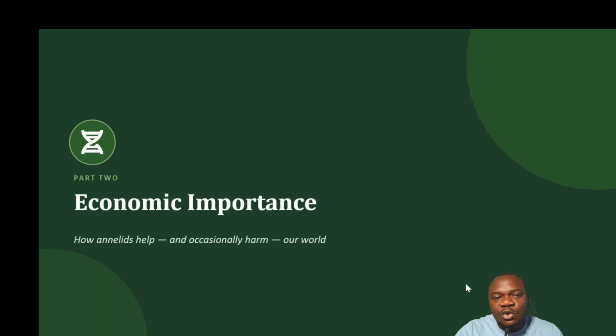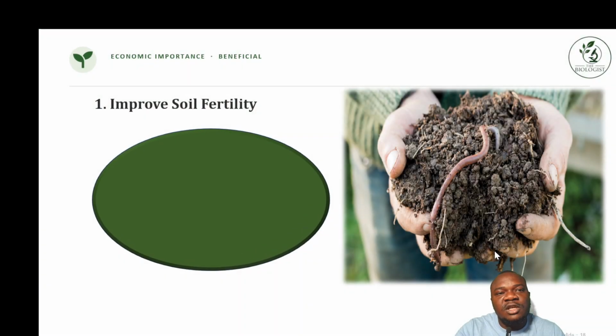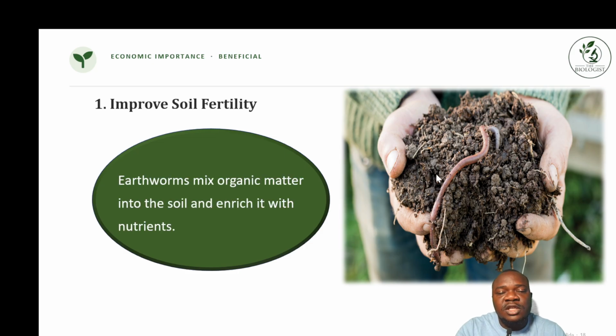I can't make a video without making reference to economic importance. All right. So the first thing is that they help to improve the soil, because most of the time you find them in the soil, so they help to increase fertility. Earthworms mix organic matter into the soil and enrich it with good nutrients. Sometimes the earthworm can also die in the soil and add nutrients to the soil, so they're very important in agriculture.